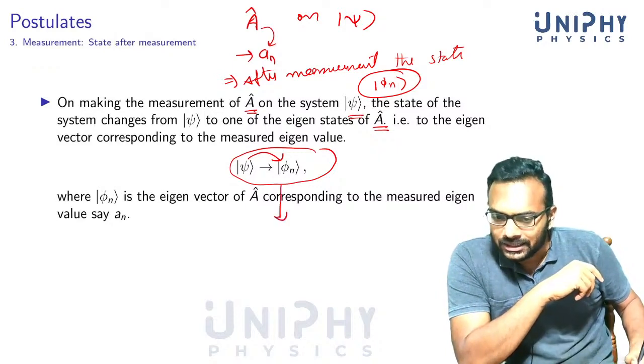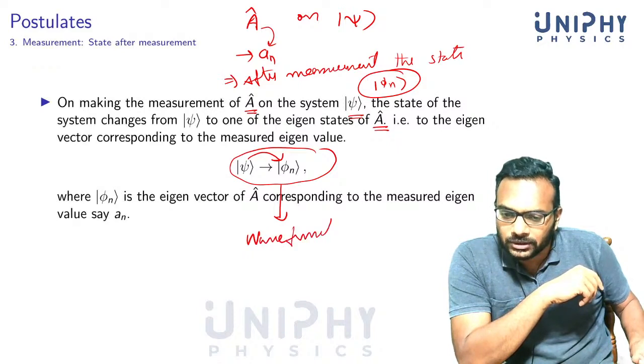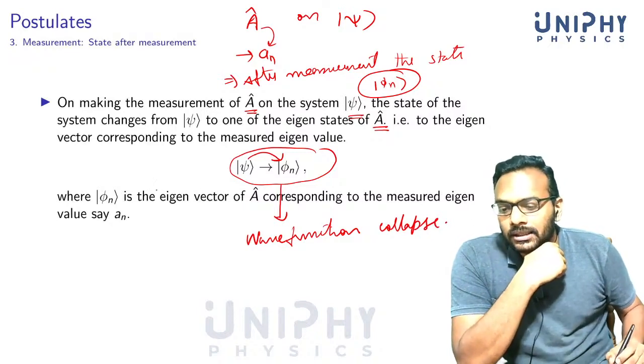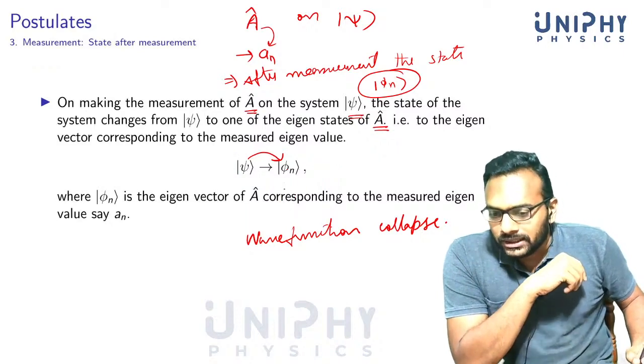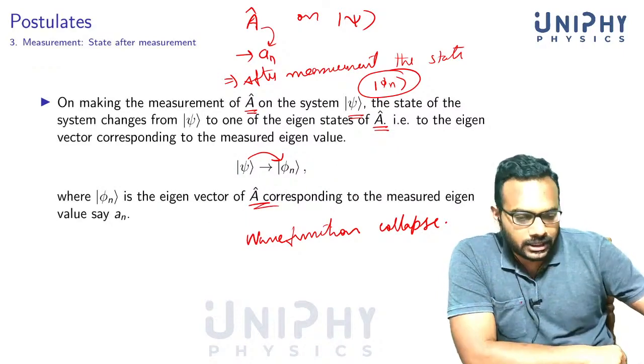And this fact is often referred to as the wave function collapse. So when you hear the term wave function collapse, you know what it means. Here phi n is the eigenvector of A corresponding to the measured eigenvalue.